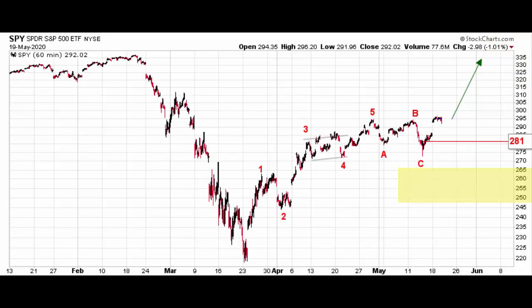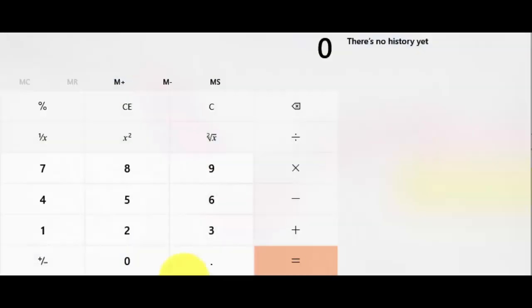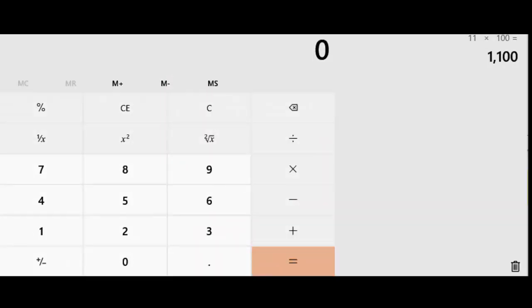We know that we have an $11 risk per share, right? So if we take 11 and we times it by, say, 100 shares, then we know our risk is $1,100. If we're buying 100 shares of SPY at 292, 292 times 100 is $29,200. This isn't what we're risking. We're not risking $29,200 every time we're buying 100 shares of SPY. We're risking $1,100. That's the difference between our entry level and our stop level.